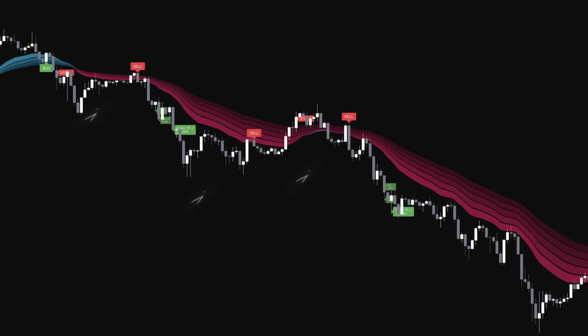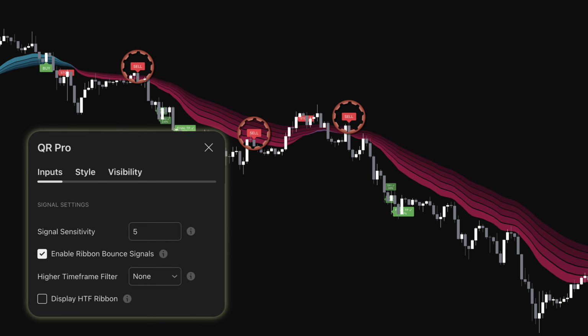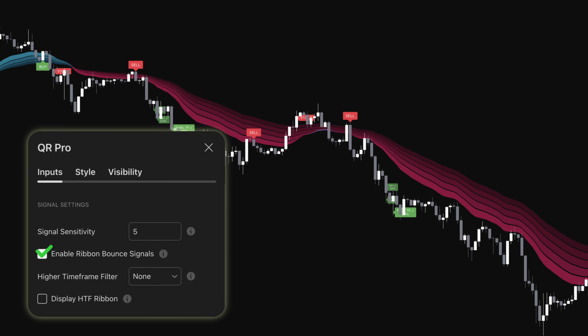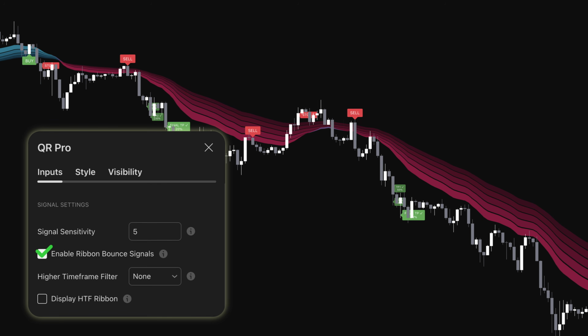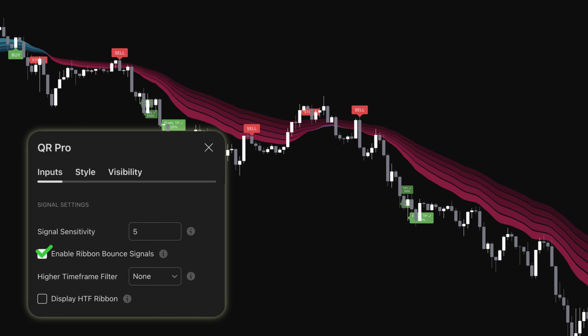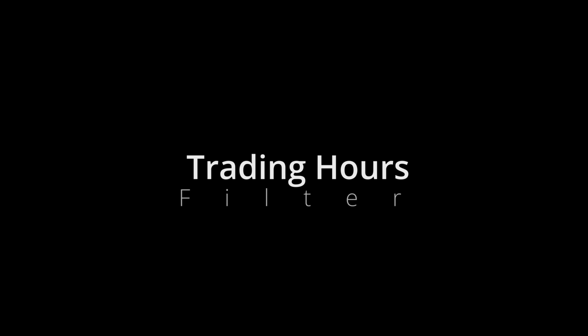Same logic inverted for shorts. Established downtrend, price bounces up into the ribbon, then crosses back below. That's your short entry on the pullback. Toggle this on in settings and the indicator switches from breakout style entries to pullback style entries. Some traders prefer one, some prefer the other. Now you have the choice.